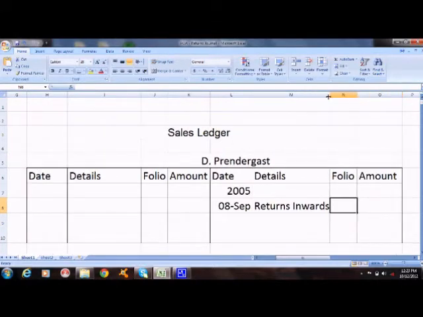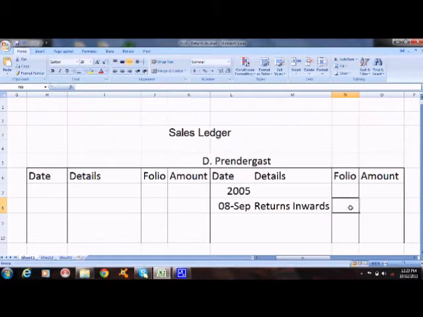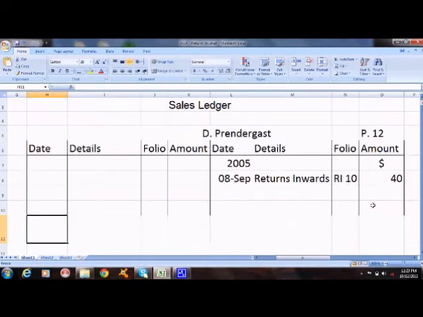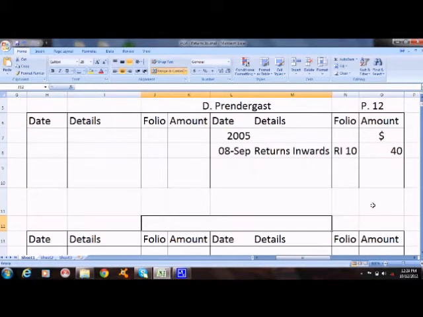So question is, what should go in the folio column, by the way? We're going to write what? PG. We're going to write RI10. That means page 10 of the returns inwards journal. Up here we're going to write P12 because it is page 12 of the sales ledger. And the amount is what? The amount is $40. That's how it is done. So the rest of them will be done in the same manner.